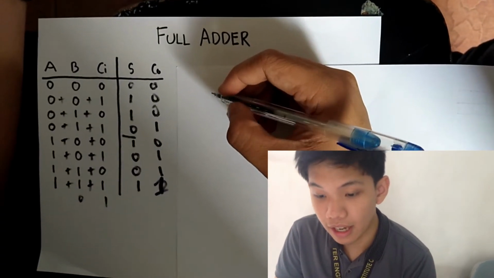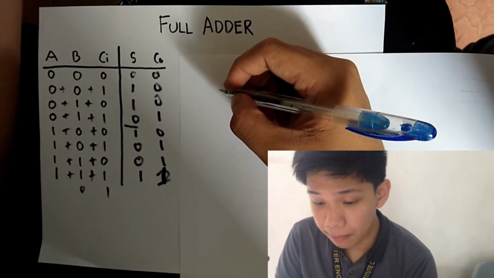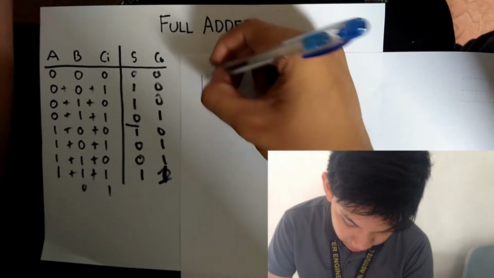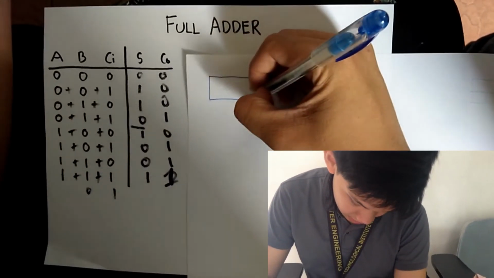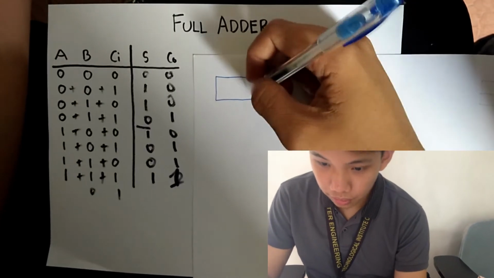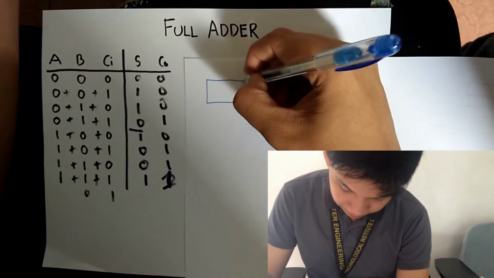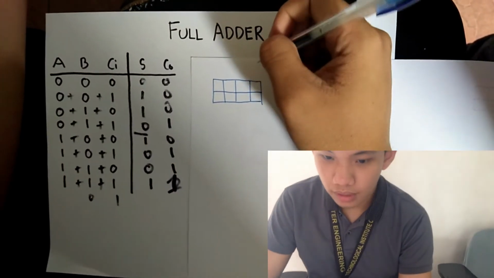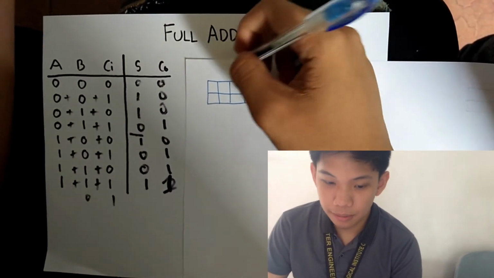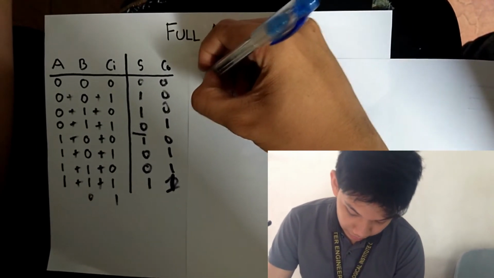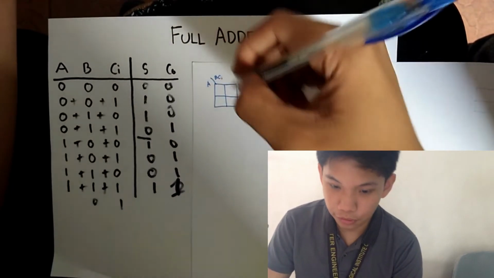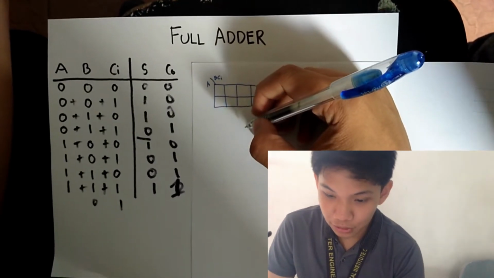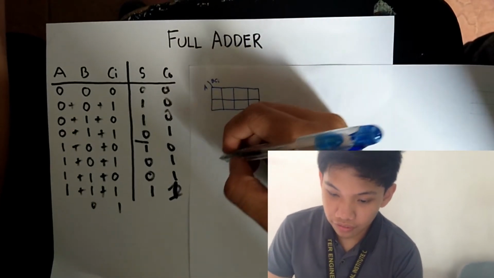The next step is to make a K-map. Because three variables are involved, and 2 to the power of 3 gives you 8, there are a total of 8 cells in the K-map. We'll write first the LSB, the B, C input, then A. We will need to draw another table because we are also solving for the carry output.